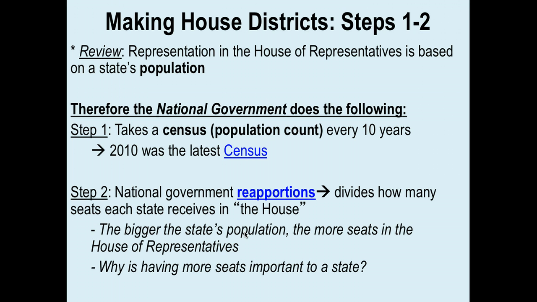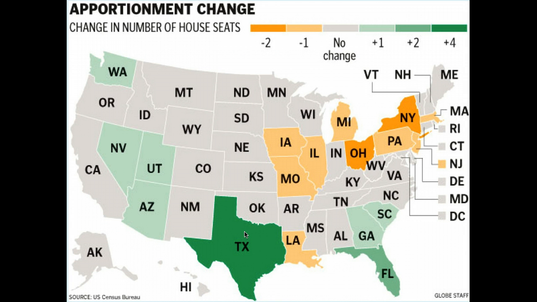And what we're going to get into later is why it's important to have extra seats. Why would a state want more seats in the House of Representatives? You should be thinking about this. Why would it be beneficial for a state to have more members from their state in Congress? We're going to read about this and watch a video about this, but you should be coming up with ideas.